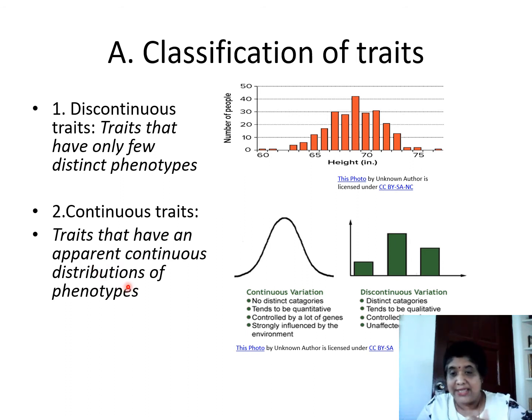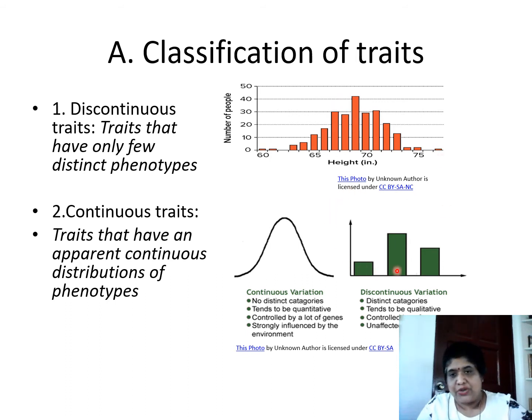Height, weight, and other traits that you can recognize as quantitative traits, when you plot the individuals, say this is height, you will see a normal distribution where there are no distinct categories. It tends to be quantitative, controlled by a lot of genes. This is an excellent model to show that this is affected by the environment.